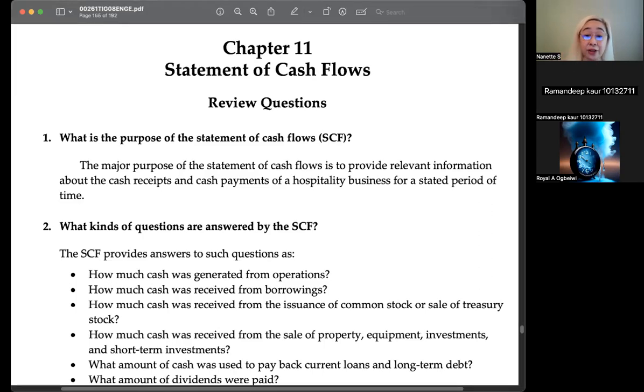So here are some review questions for Chapter 11 for Statement of Cash Flows, or SCFs. So we already discussed the purpose of a statement of cash flow. So this is to provide relevant information about your cash receipt, cash payments for a period of time. So let's say it's for the year 2022. And then you can even break it down into quarterly or even monthly.